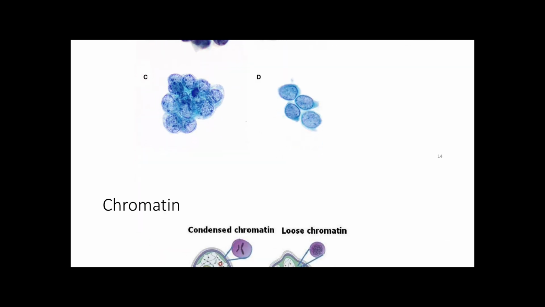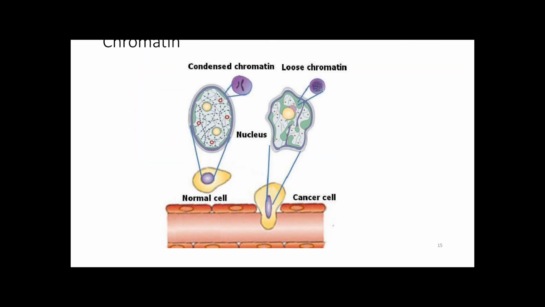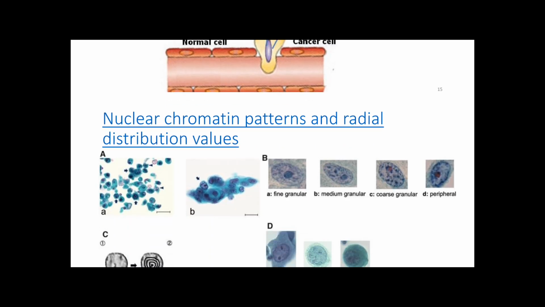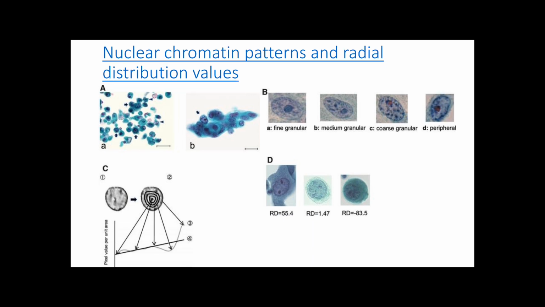In abnormal cells, look at the chromatin here. In normal cells, the chromatin is compact, but in abnormal cells it is loose chromatin, so it is active and it easily invades from one cell to adjacent cells.